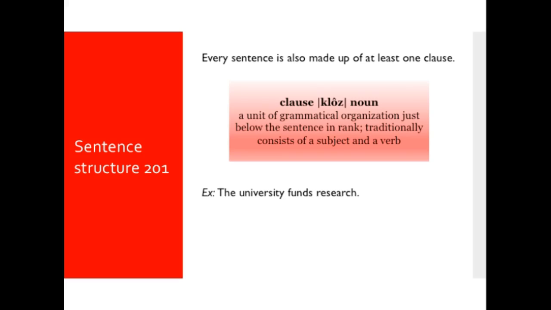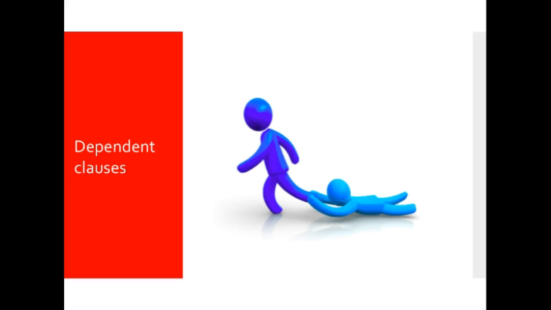So we do also need a subject and a verb, but not all clauses are complete sentences. An example of a clause and a sentence that is complete would be "The university funds research." The university is our subject, funds is the verb, research the object. So there are two types of clauses out there. One is a dependent clause. So take a second and think about what a dependent clause is.